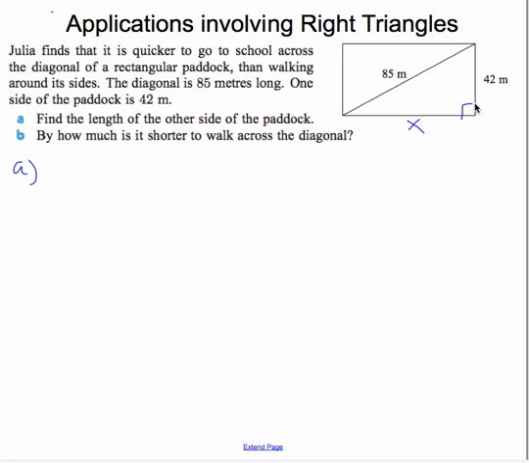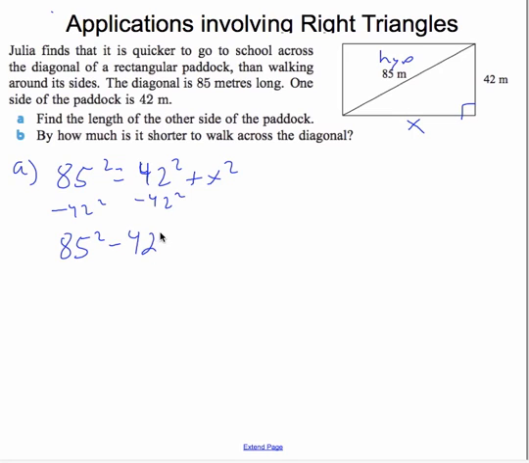So the right angle is here. That means this is the hypotenuse. So we have 85 squared equals 42 squared plus x squared. And I can solve by subtracting 42 squared from both sides, and we get 85 squared minus 42 squared equals x squared.